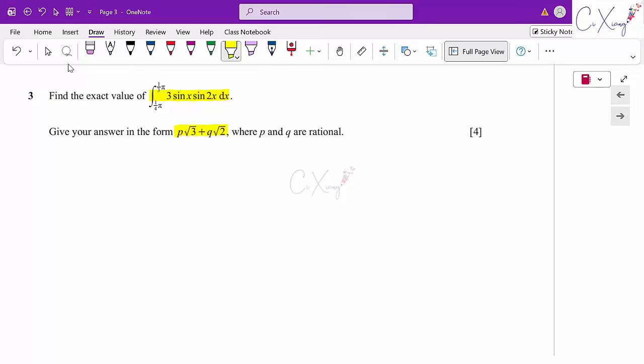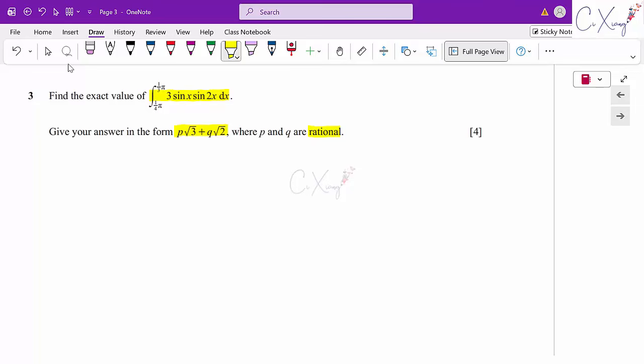So rational can be an integer, because an integer belongs to the rational numbers as well, right? So rational, in short, we are going to simplify as a fraction, like 1 over 2, 2 over 1, all these are rational numbers. Okay, so let's have a look at this integration first.